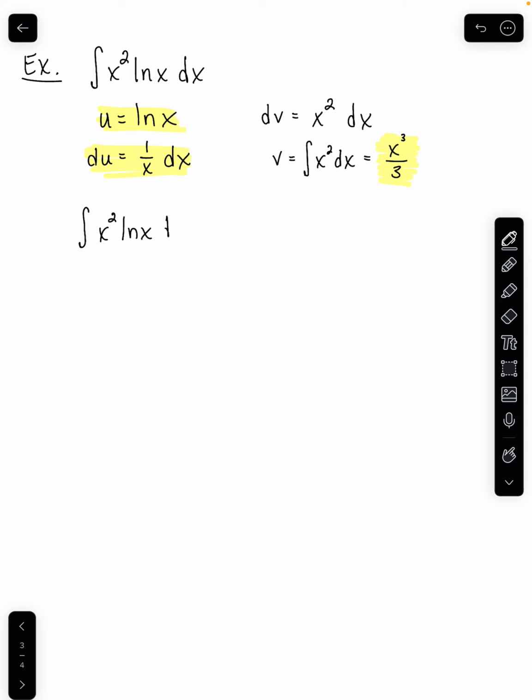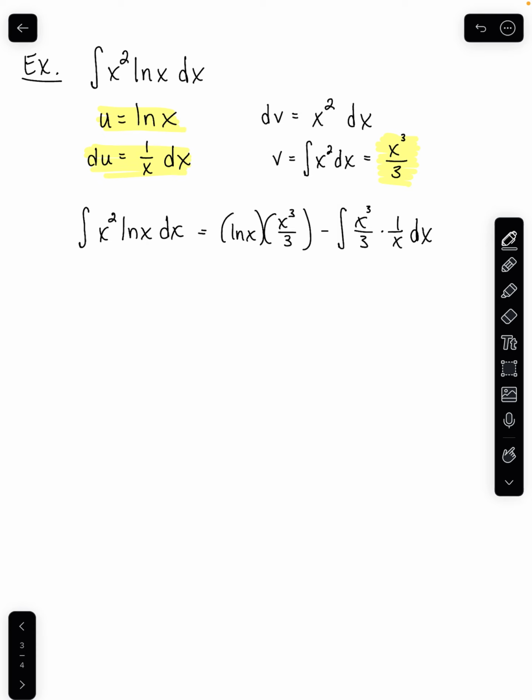So, the integral of x squared times the natural log of x is going to be equal to u times v minus the integral of v du. Now, at first glance, yes, that looks like a worse integral than what we started with, except for the fact that the natural log of x is no longer in the integral.